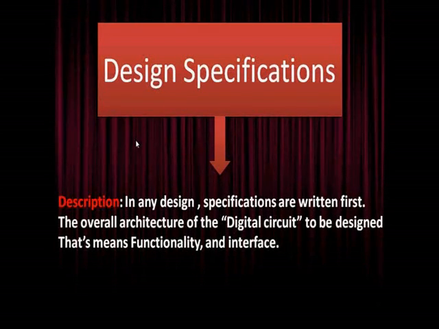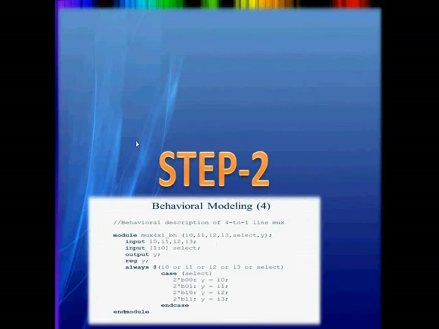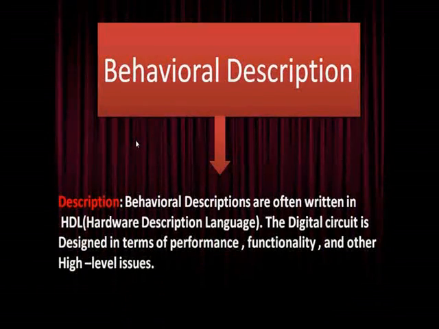Step 2. Behavioral description. Behavioral descriptions are often written in HDL. HDL stands for Hardware Description Language. In some companies they use VHDL, and in some companies they use Verilog. The main purpose of the behavioral description is to explain the design in terms of performance, functionality, and higher level issues.